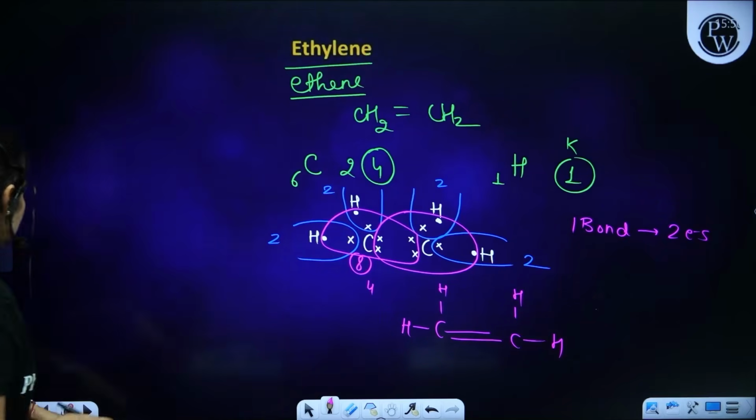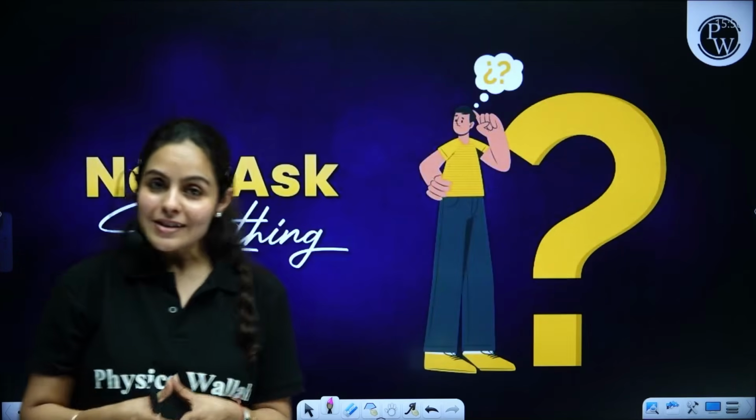Now you can create structures for ethane and ethyne just like this, and still if you have any doubts or any questions, do let me know in the chat box.